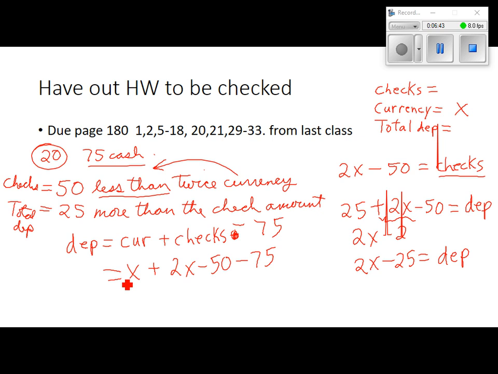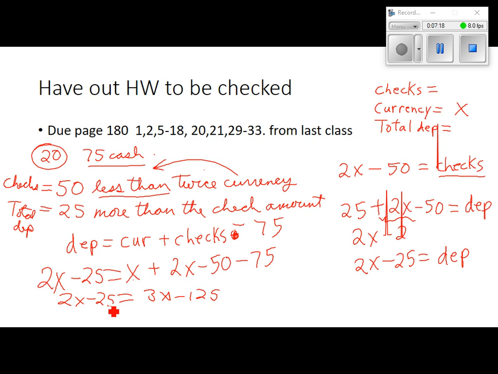Did we figure out what the total deposit was? Yeah, 2x minus 25. You think I'm gonna throw a bunch of stuff like this on the test? No, I hope not. Probably not. Alright, algebra. So we got, how many x's here? 3x minus 125 equals 2x minus 25.